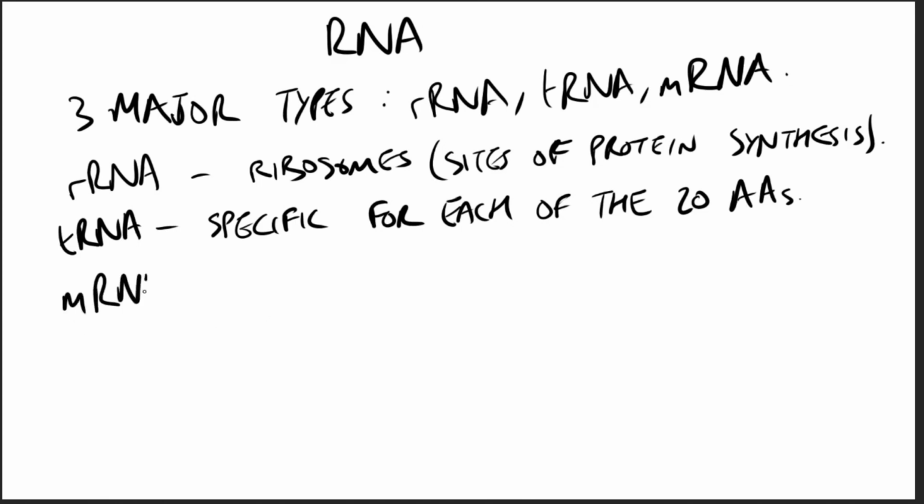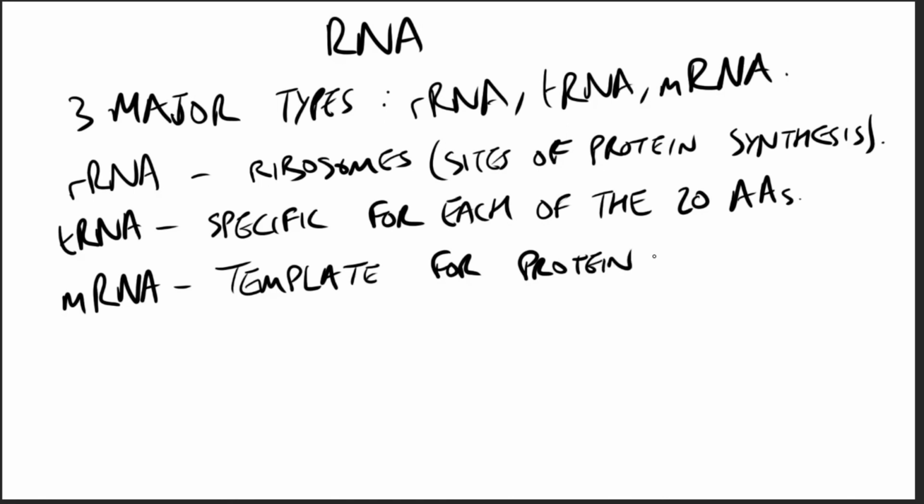And then you have the mRNA, which is the messenger RNA. It carries genetic information from the nuclear DNA to the cytosol, where it is used as a template for the protein synthesis. The enzyme that synthesizes RNA is known as RNA polymerase.